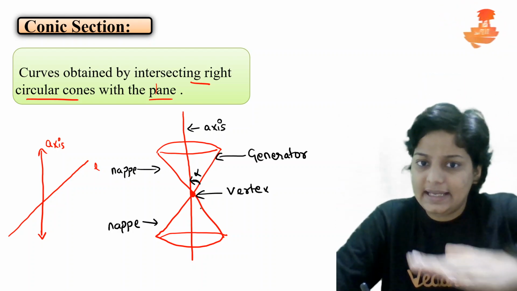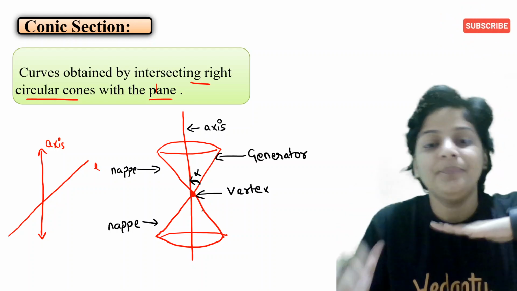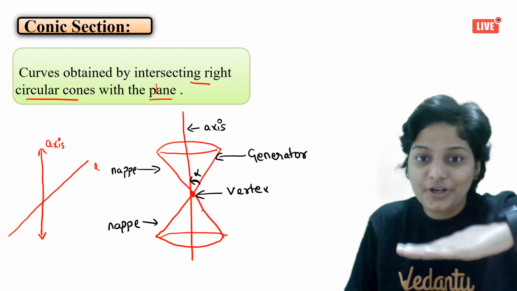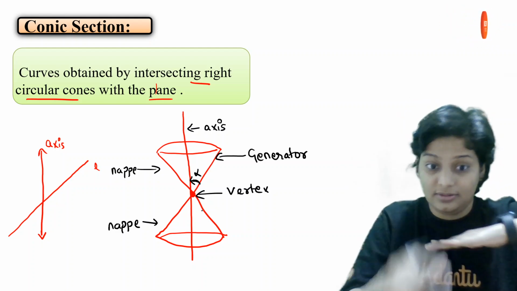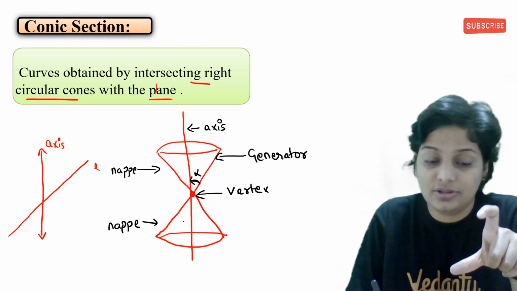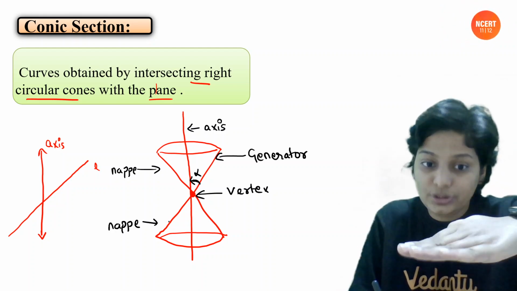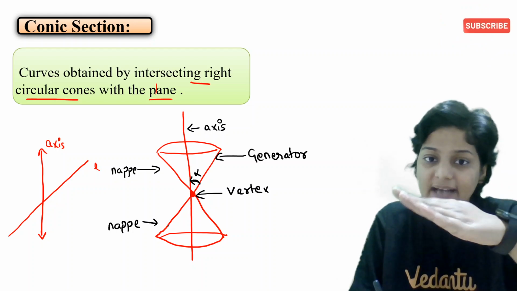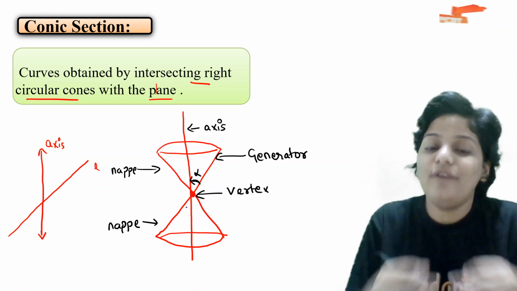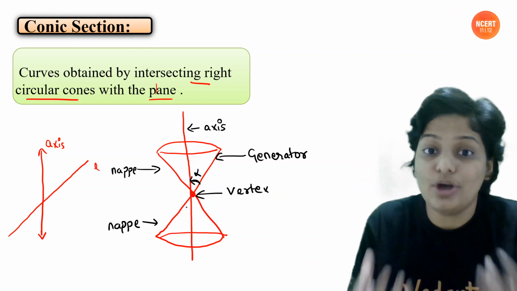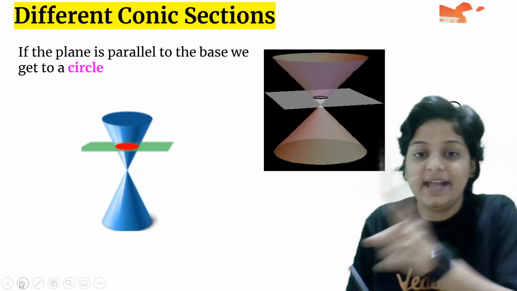We will take a plane. You all know what a plane is. Just take any plane. This hand is a plane right now. You are intersecting this plane to this double napped structure. This is called a double napped structure because there are two naps. You're going to intersect this plane to this double napped structure at different angles, and then you will see what cross section you are obtaining. For example, have a look at this GIF once.